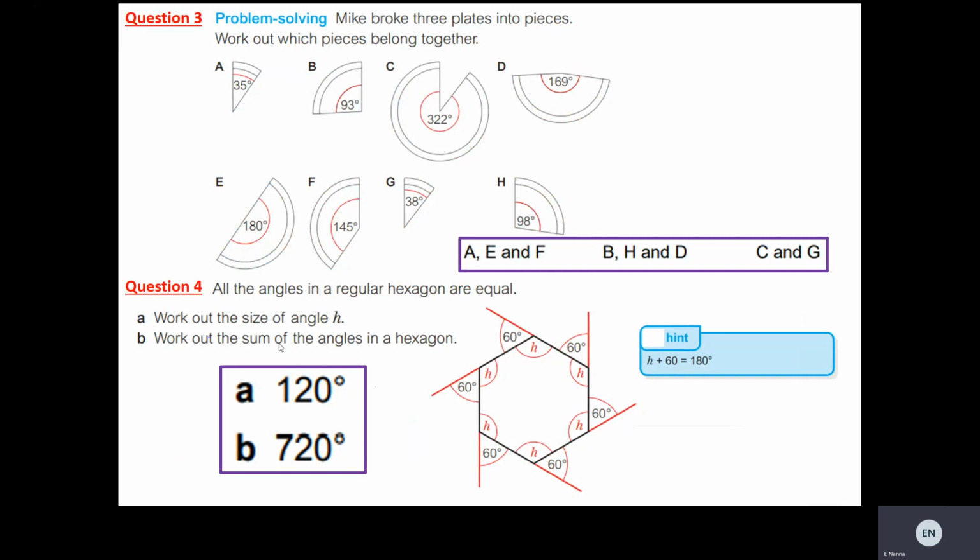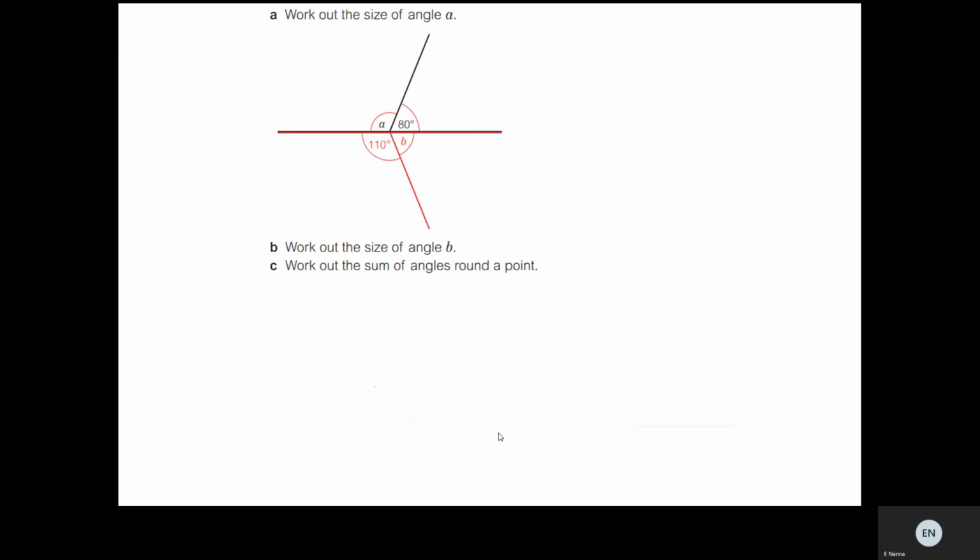If I need to find the sum of angles in my hexagon, that means I need to do 120 plus 120, 6 times. So 6 lots of 120 will give me 720 degrees, and that will be my answer. Does it make sense? Well done.